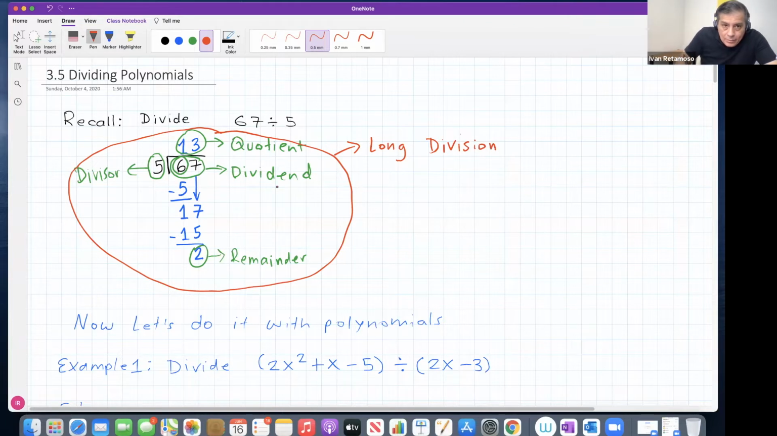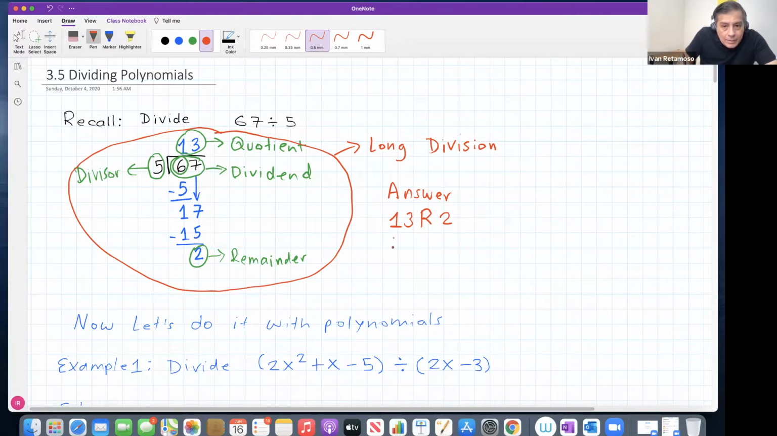Now, in order to write the answer of all this work, there are two ways to do that. First way is this: quotient 13, followed by a remainder of 2. So quotient 13, remainder 2. Now, in case you don't have the remainder, you don't have to write this part. You just write the quotient.